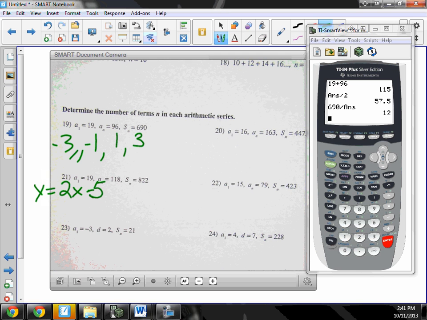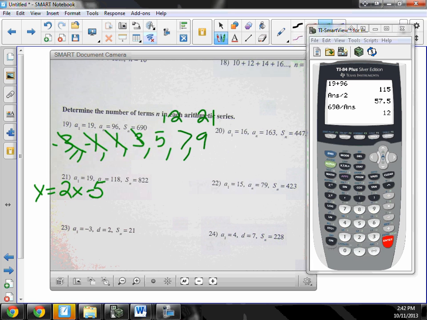Not when it equals 21. So these kind of cancel. The next one is 5. The next one is 7. How high am I? I'm up to 12 plus 9, 21. So what's my answer? Not 9. What am I looking for? The number of terms. So 1, 2, 3, 4, 5, 6, 7th term.